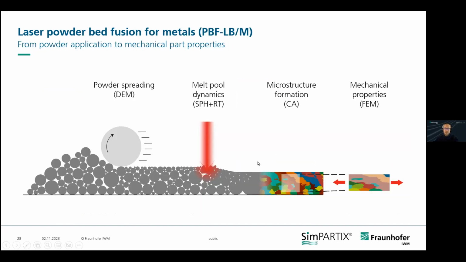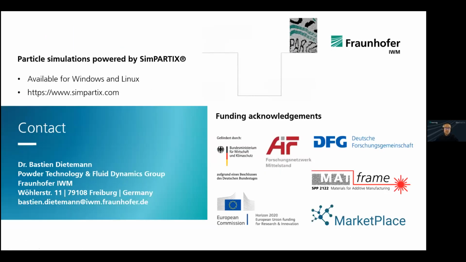So this is going to be the end. What we would then do, but it's not the topic of today, is use this information for the next sequence in order to predict the microstructure, and then use this information for the mechanical properties. But I hope you agree that this melt pool dynamic with SPH is pretty complex, but can be done. With that, I'm ending my talk.